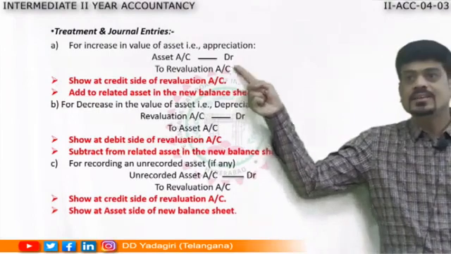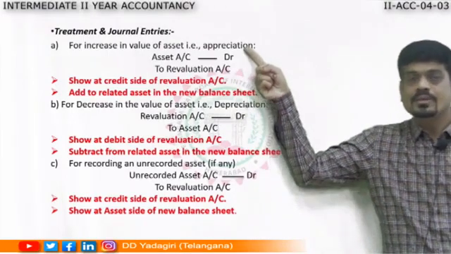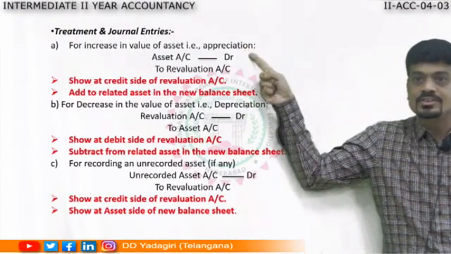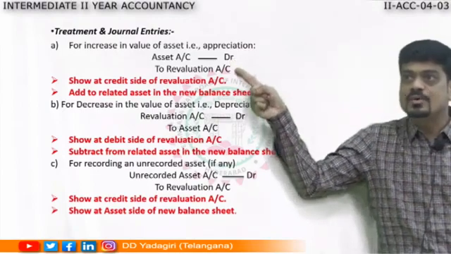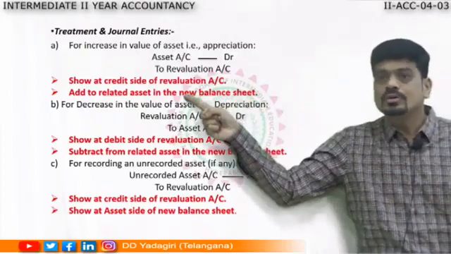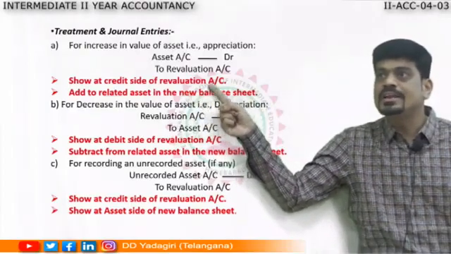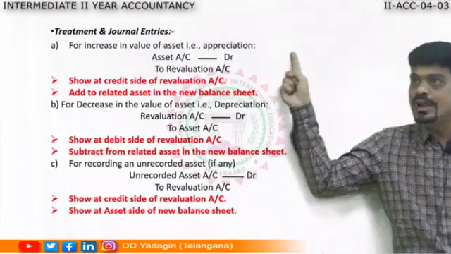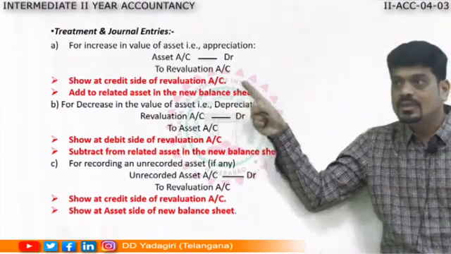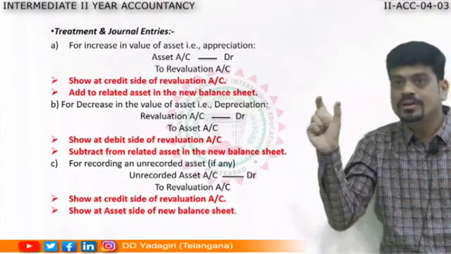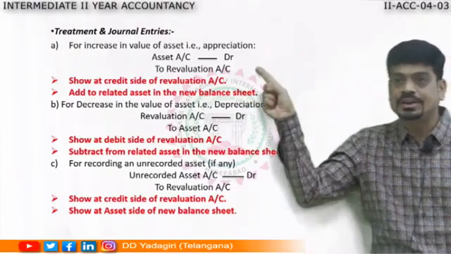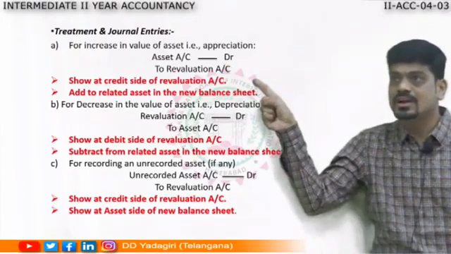Whenever the asset value increases, if there is an increase in value of asset, it means appreciation. The entry is asset account debit to revaluation account. What is the effect now? We'll show the appreciation amount on the revaluation account credit side. Already I told you, value of asset is increasing, so show on revaluation account credit side, and that amount, whatever has increased, will be added to the asset. Say for example, they told building appreciated. So building account debit to revaluation account.